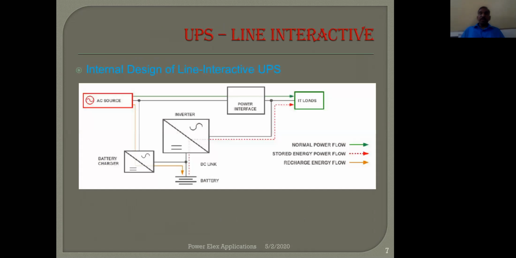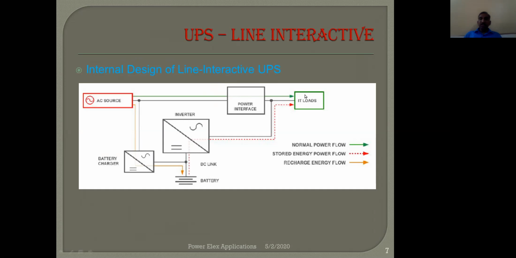So let's see what happens in a line interactive UPS. In the internal design of a line interactive UPS, a black box schematic and power flow diagram, we can say this is the AC source, this is the load. The simplest is to connect this AC source through a power interface, meaning a power conditioner, to the load. What will happen is, if there is a higher or lower voltage than the range, it will get into the range by some boosting or bucking arrangement, in short regulating and providing it to the load.